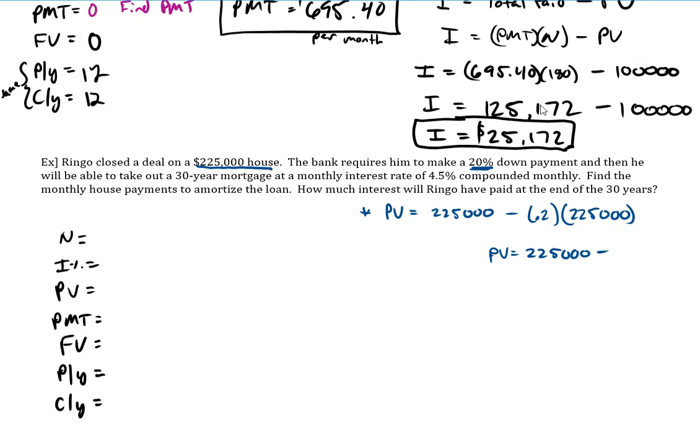Because if you can, then we trust you. If you can't, then we don't trust you, and that's a bummer. Okay, so let's write this as 45,000 there. So this is the down payment right here.